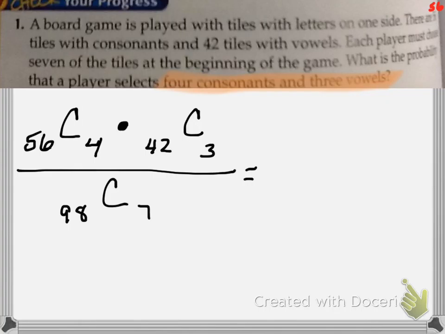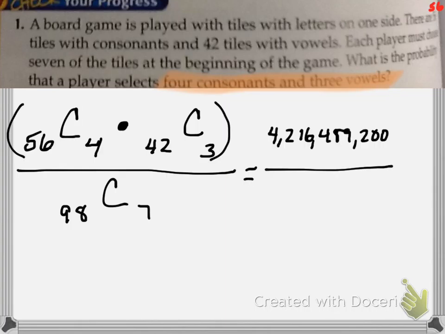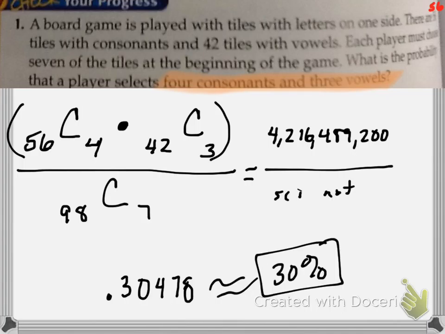So we did what was good on top, and we do the total of what we're doing on the bottom. See if you can come up with some sort of percentage. I ended up with a huge number on top. The bottom number was scientific notation, which is okay. Your calculator still can read it. I ended up with a percentage of around 30%, give or take.